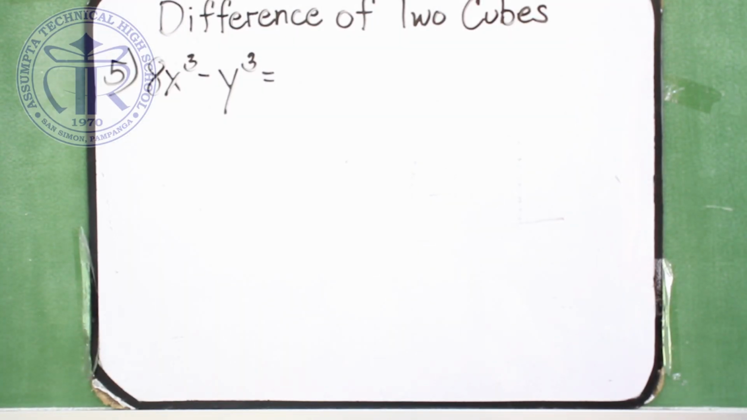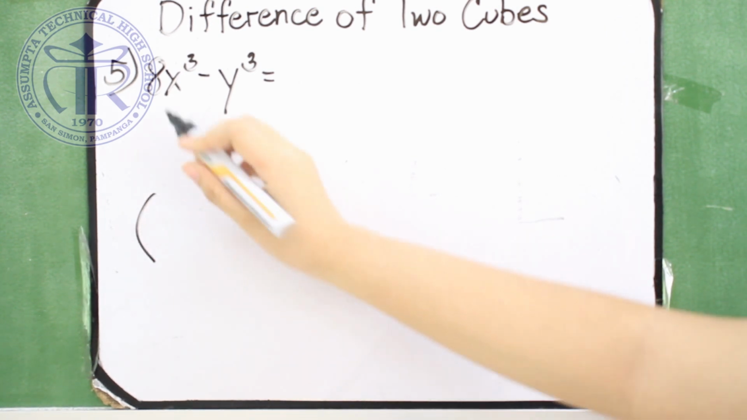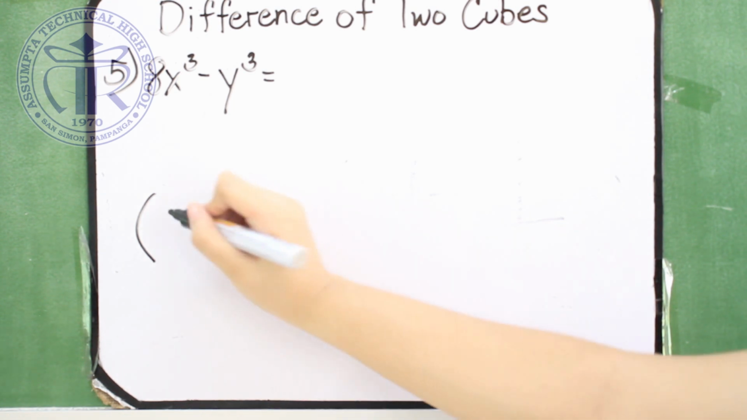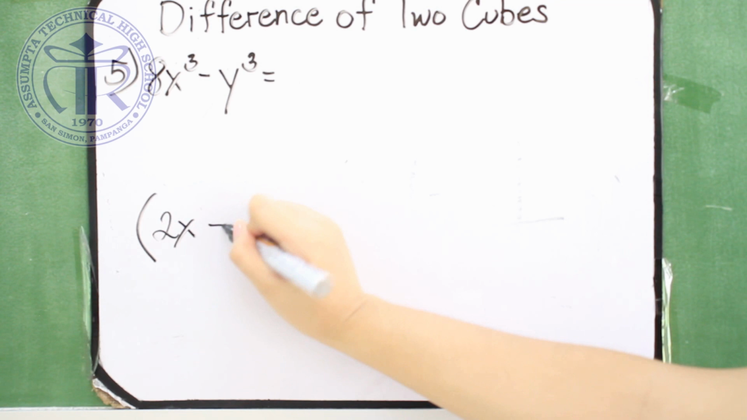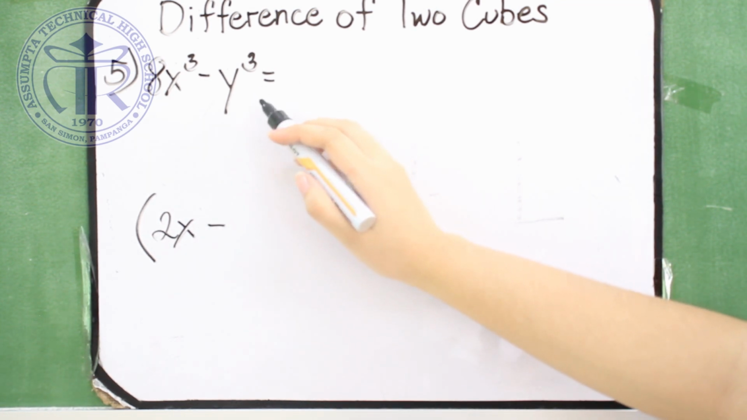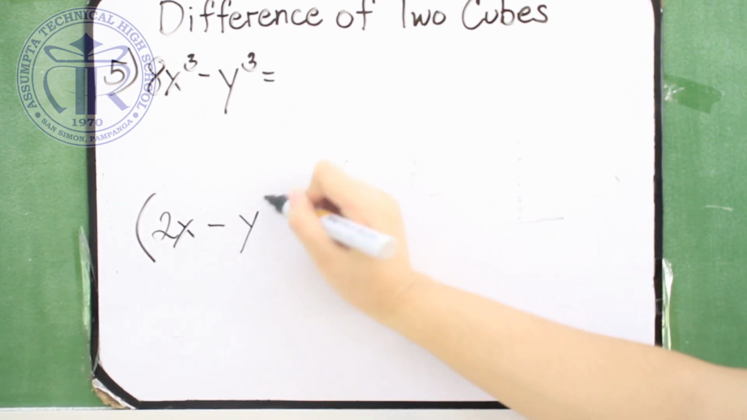Next example, 8x cubed minus y cubed. So first, form the binomial. The cube root of 8x cubed is 2x. The sign in the middle is negative. The cube root of y cubed is y.